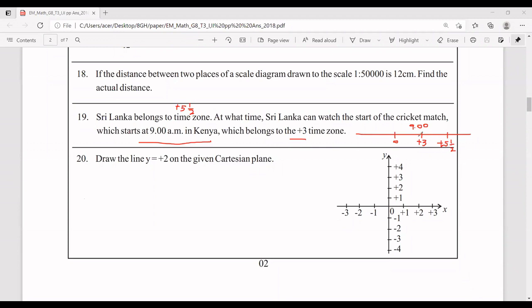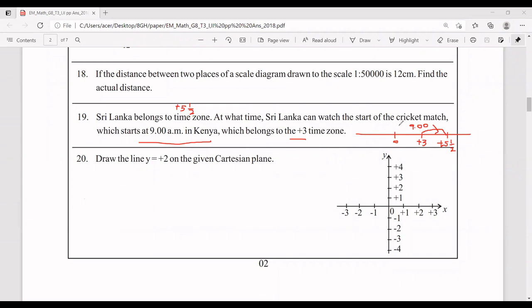Can you understand the time difference between Kenya and Sri Lanka? 3 plus what is 5? 3 plus 2 is 5. Then 3 plus 2.5 equals 5.5. If you know the time of Kenya, then you have to add 2 hours and 30 minutes to the Kenya time. Then you can get this time.